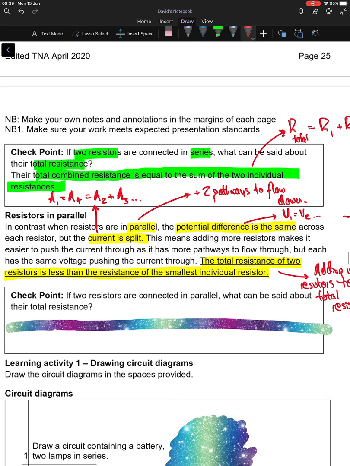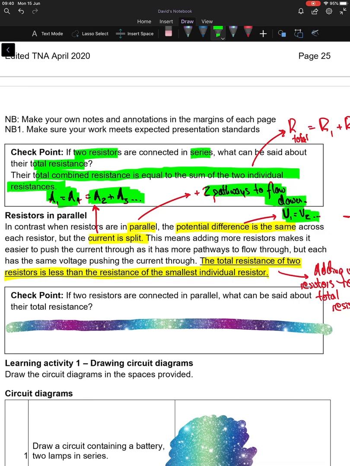Now, what about resistors in parallel? So, in contrast, when resistors are in parallel, if you remember, that means they've got two or more pathways for the current to flow down. The potential difference is the same. You might see that represented as V1 equals V2, etc., across the resistors, but the current is split. So the current might be the same at the start and the same at the end, but then it's split across the different branches, the different pathways.